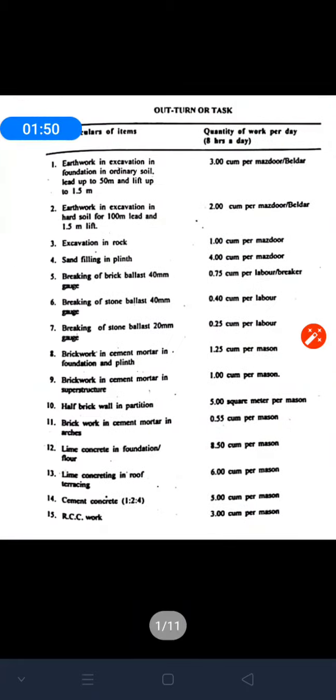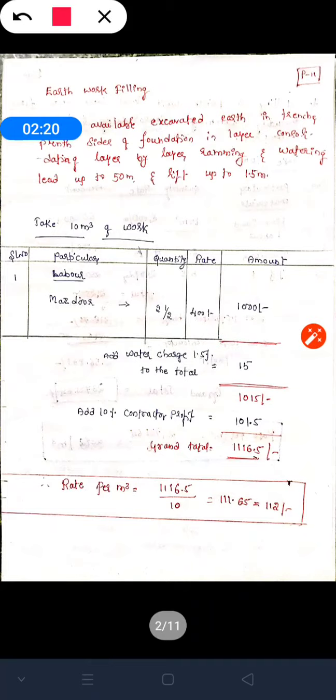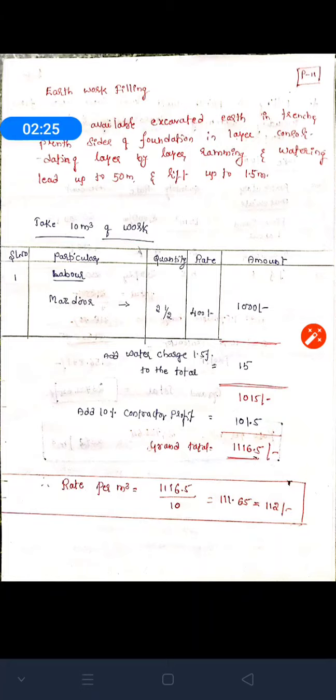Then we can move here. So here you can see there is the outer task. In that, sand filling in plinth is there, no. So per 4 meter, here you can see sand filling. So for 4 meter cube of work, one person will be required; per person can fill up to 4 meter cube. It means here we have 10 meter cube of work. So for 4 meter cube one person is required, but here is 10 meter cube. So for 4 meter cube one person, here if we have 10, it means around 2.5 number of laborers.